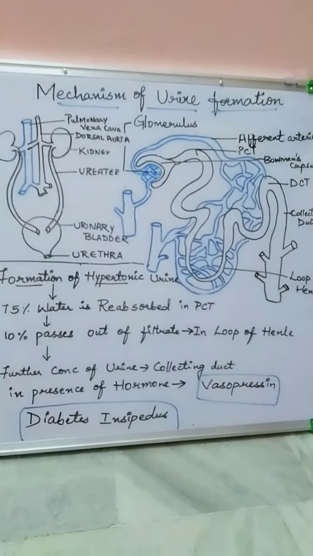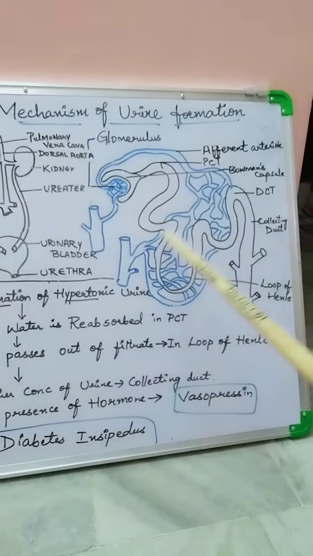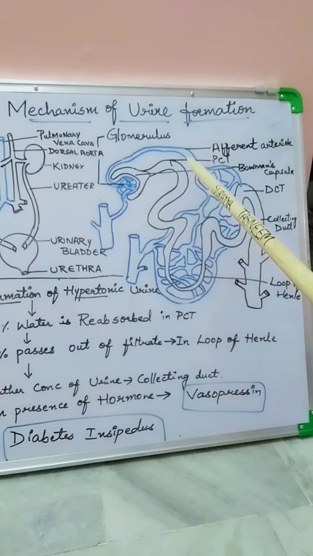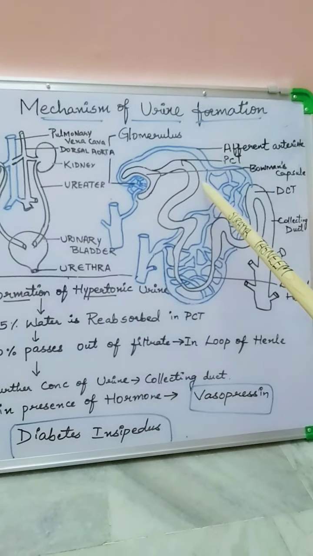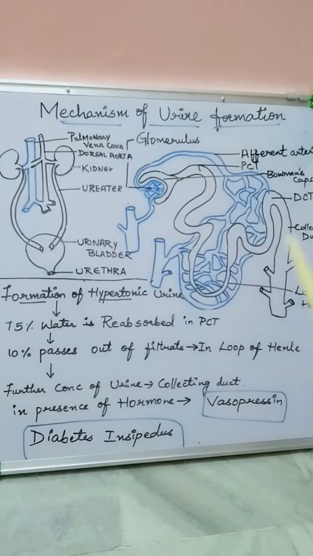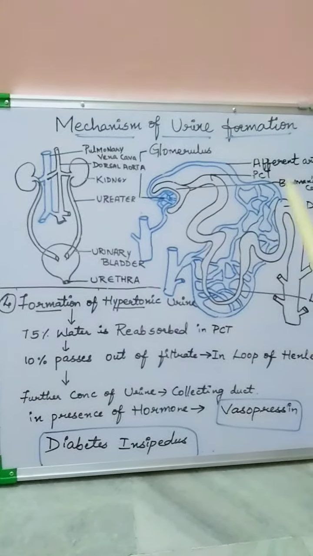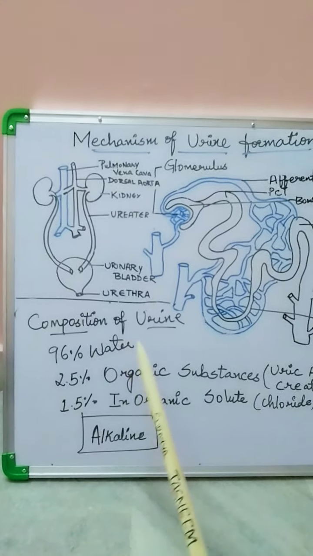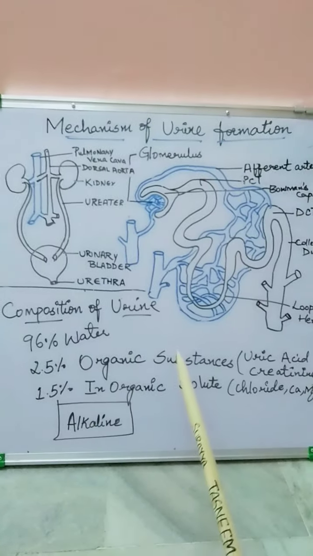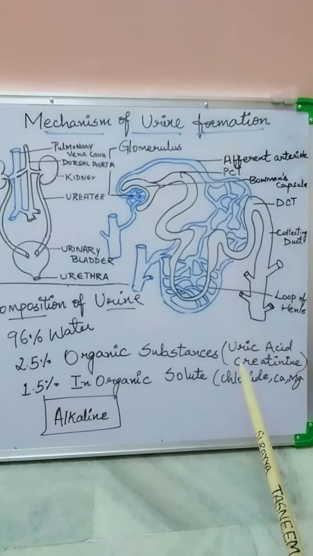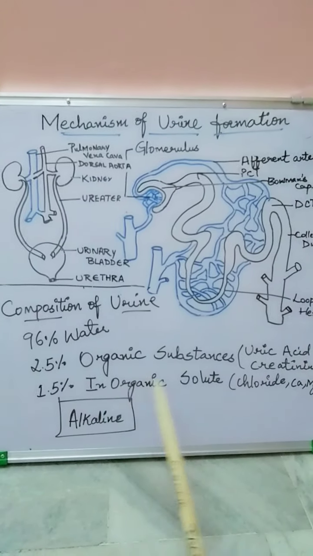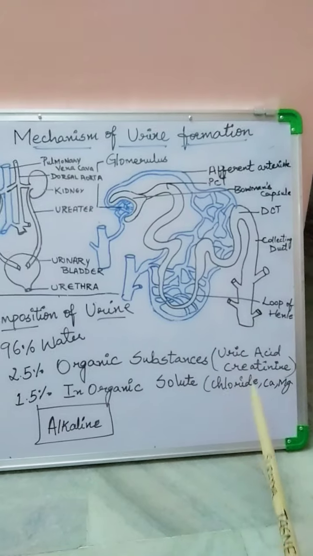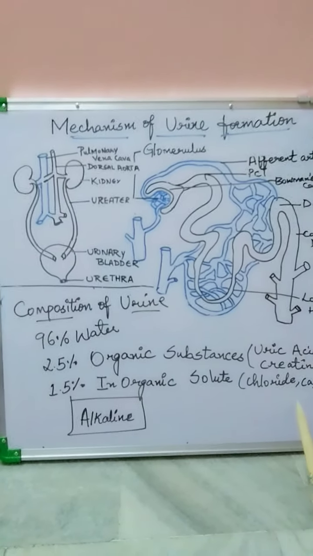What will happen if reabsorption of water doesn't take place? That is, if no reabsorption of essential components takes place in the loop of Henle and proximal convoluted tubule, then obviously the elimination of the useful components takes place through urine. The composition of urine is 96% water, 2.5% organic solutes like uric acid and creatinine, and 1.5% inorganic solutes such as chloride, magnesium, calcium, sodium, etc.